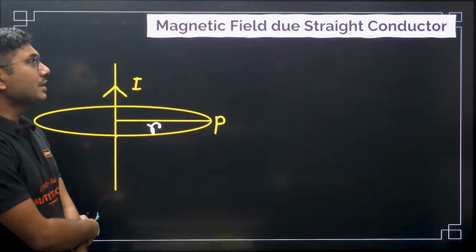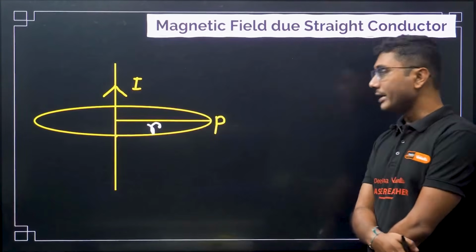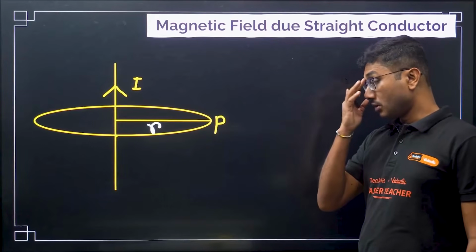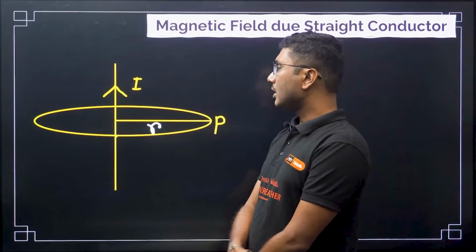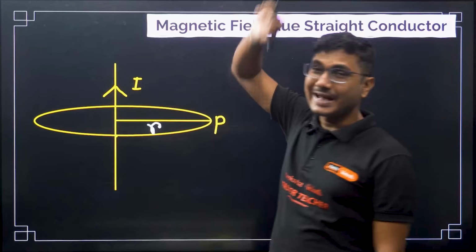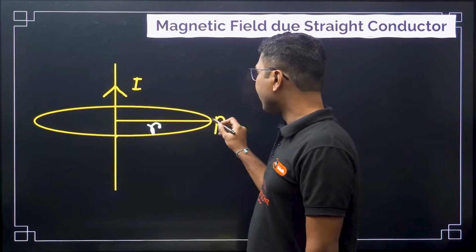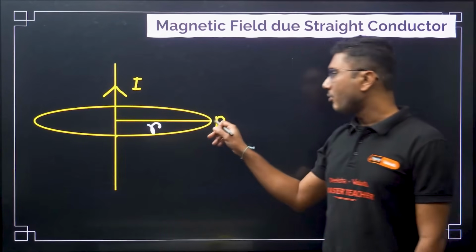Magnetic field due to a straight conductor. I told you that I will do this small derivation using Ampere's law, which is much easier than using Biot-Savart's law. So let us consider one very long wire carrying current I, and we want to find the magnetic field at some point P.